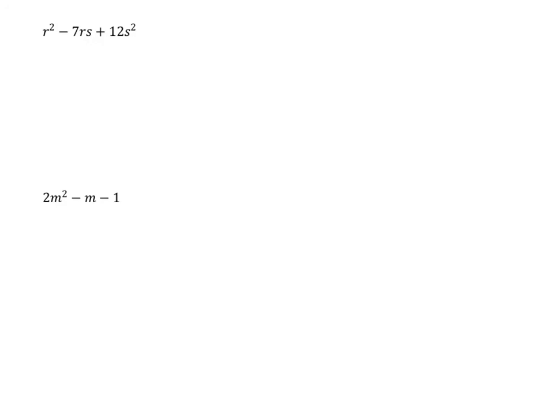All right, taking a look at the next one. Here we've got two different variables going on. I know my first terms are r. Then if I start looking at factors of 12s squared, I'll just look at the 12 first, right? So I have 1 and 12. I have 2 and 6. I have 3 and 4.